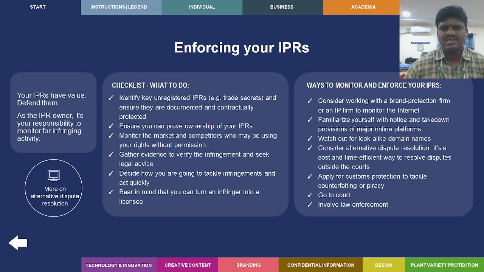Because IPRs are not for life. Understand? There is a duration of time for every type of intellectual property right. Consider working with a brand protection firm or an IP firm to monitor the internet. Familiarize yourself with the notice and takedown provisions of major online platforms, because you have to monitor all these things. Watch out for look-alike domain names.